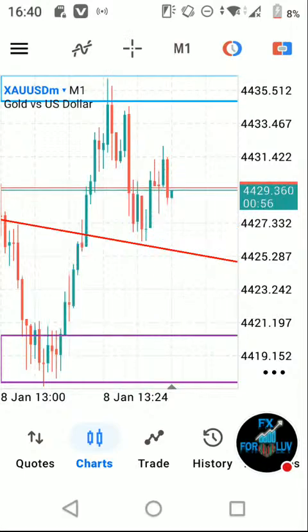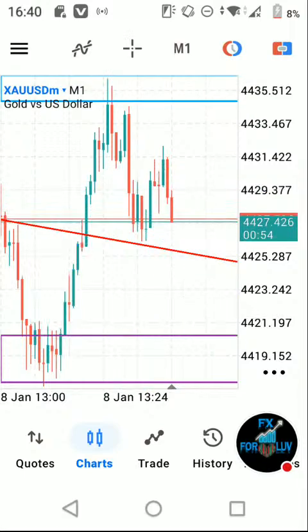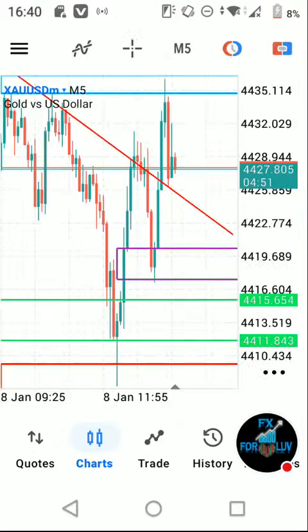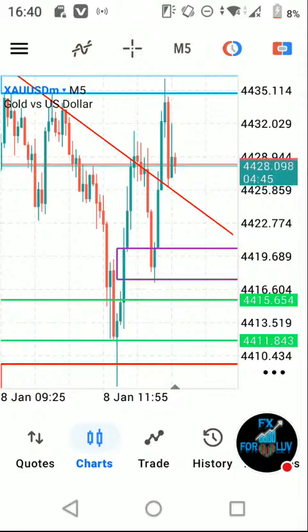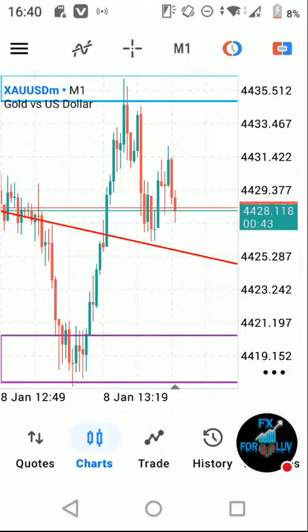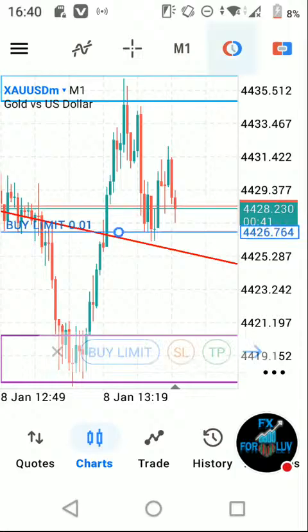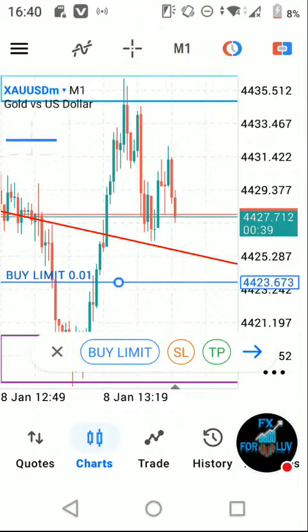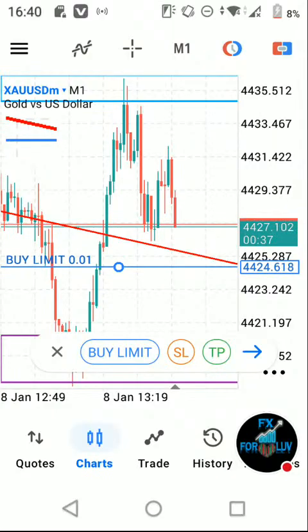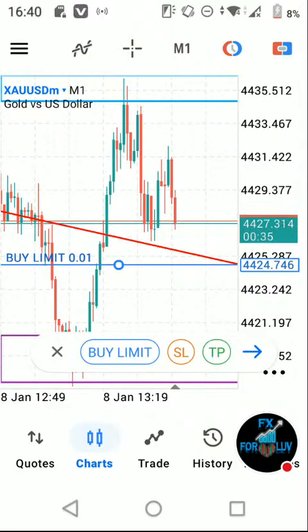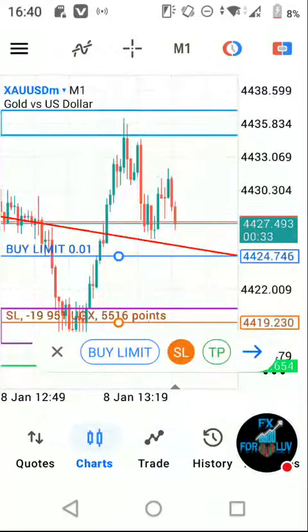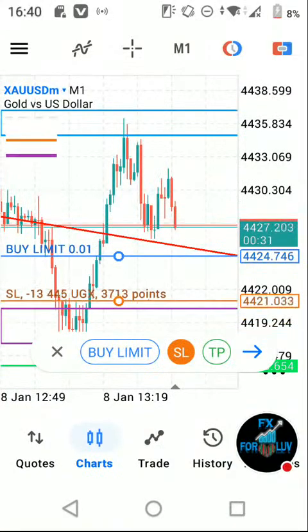So let's keep on waiting. Price is still dancing. Of course, I expected price to go down there and fill our flip zone, then we take a buy. I'm looking at a buy somewhere down there, and then take a sell.